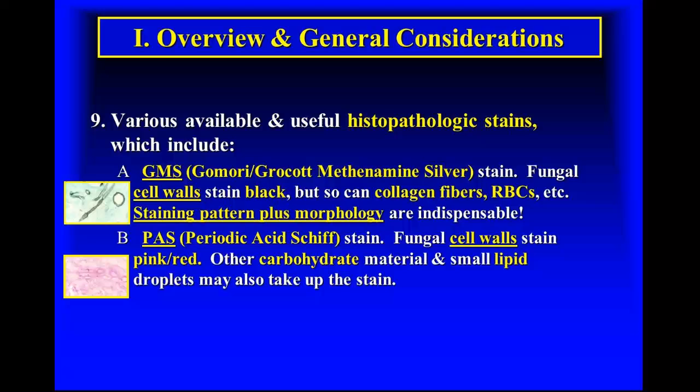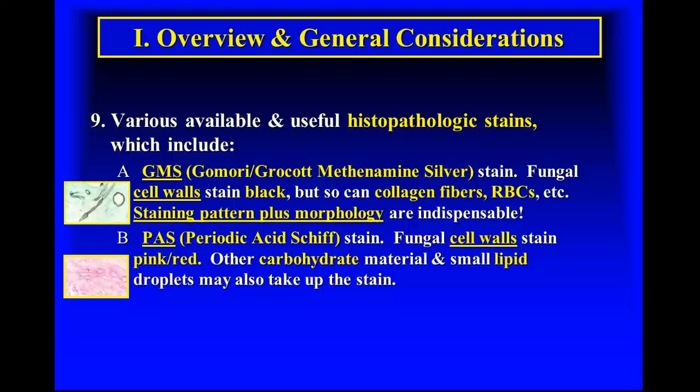Two words on stains, particularly as they apply to tissues, because that's what we're emphasizing today. There are a few stains for fungi that are very useful in histopathology. You will hear two terms, GMS and PAS. GMS stands for Gomori methenamine silver stain. It's a stain that uses silver, throws that stain on the wall of fungi, and they will stain black.